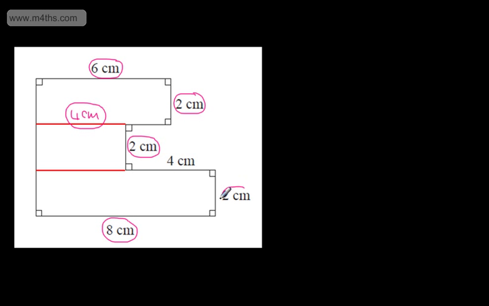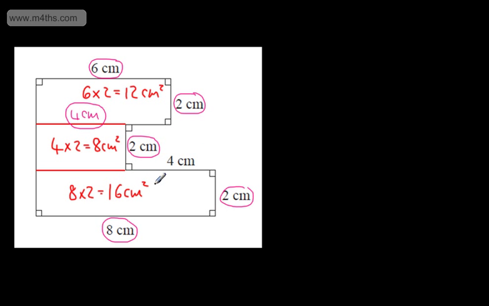I'm going to work out the area of each and add them together. You could have worked out the area of the entire thing and taken away this part right here. It's entirely up to you. So this one is going to be 6 by 2, and that's going to give me 12 centimetres squared. This one right here is going to be 4 by 2, and that's going to give me 8 centimetres squared. This one right here is an 8 by 2, and that's going to give me 16 centimetres squared.